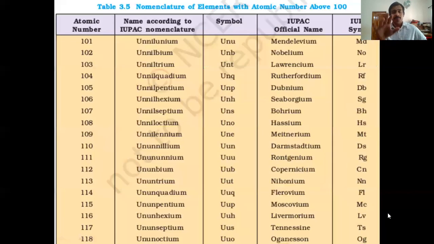Okay, here the names from 101 to 118 are given, and if you have any doubt, you can refer this one. Now, permanent names are given to all the 118 elements. It is applicable only at the identification of the element, immediately after its discovery.